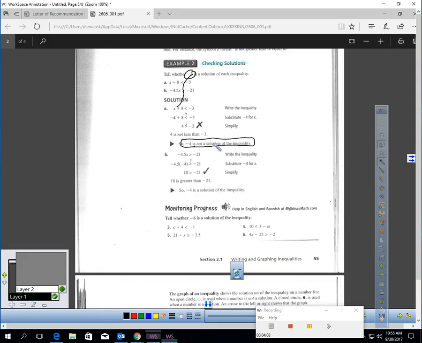Okay? Let's try negative 4 for this inequality. If I take negative 4 and plug it in here, negative 4.5 times negative 4 would give me positive 18. And here's the question, is positive 18 then greater than negative 21? Well, yeah, it's farther right. So this is true. 18 is greater than negative 21, so negative 4 is a solution of this inequality.